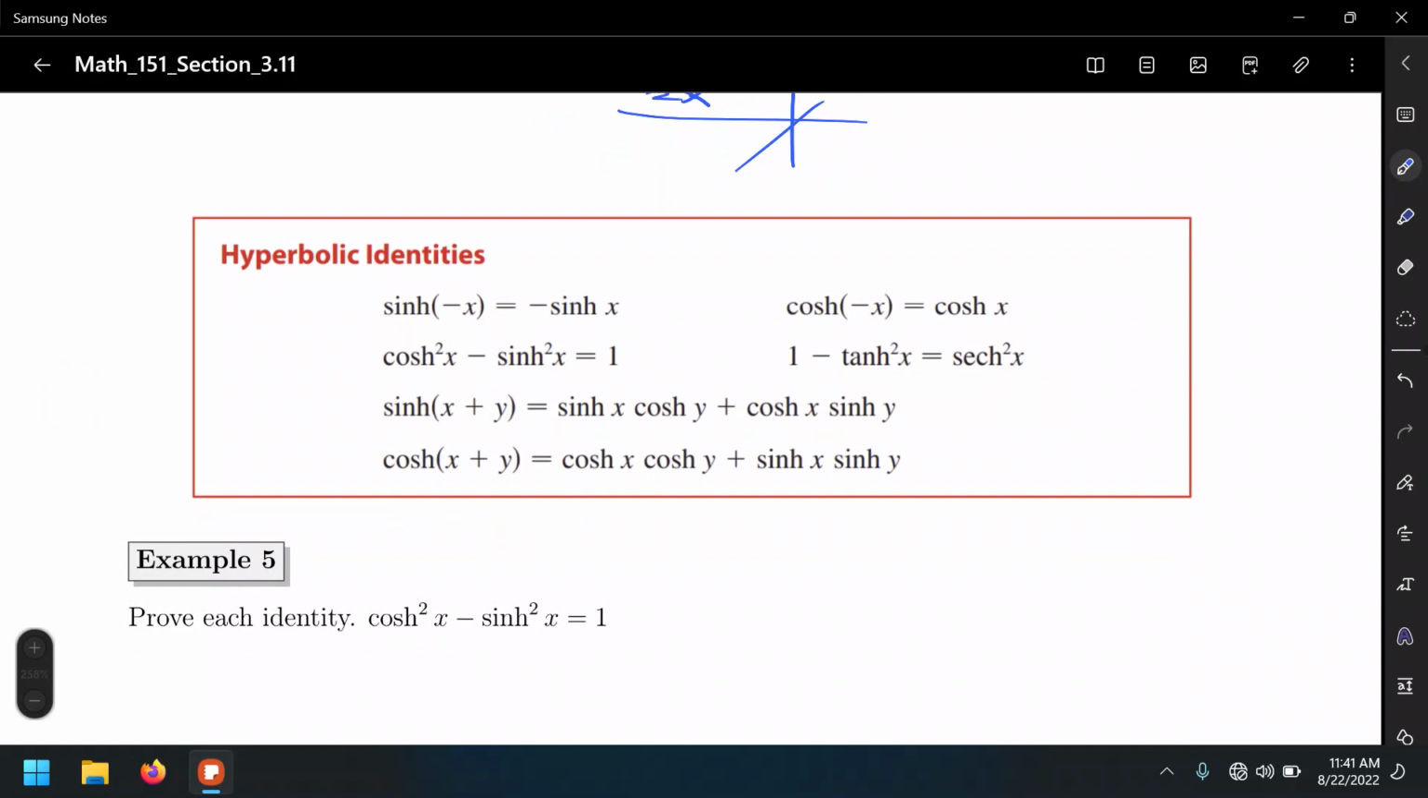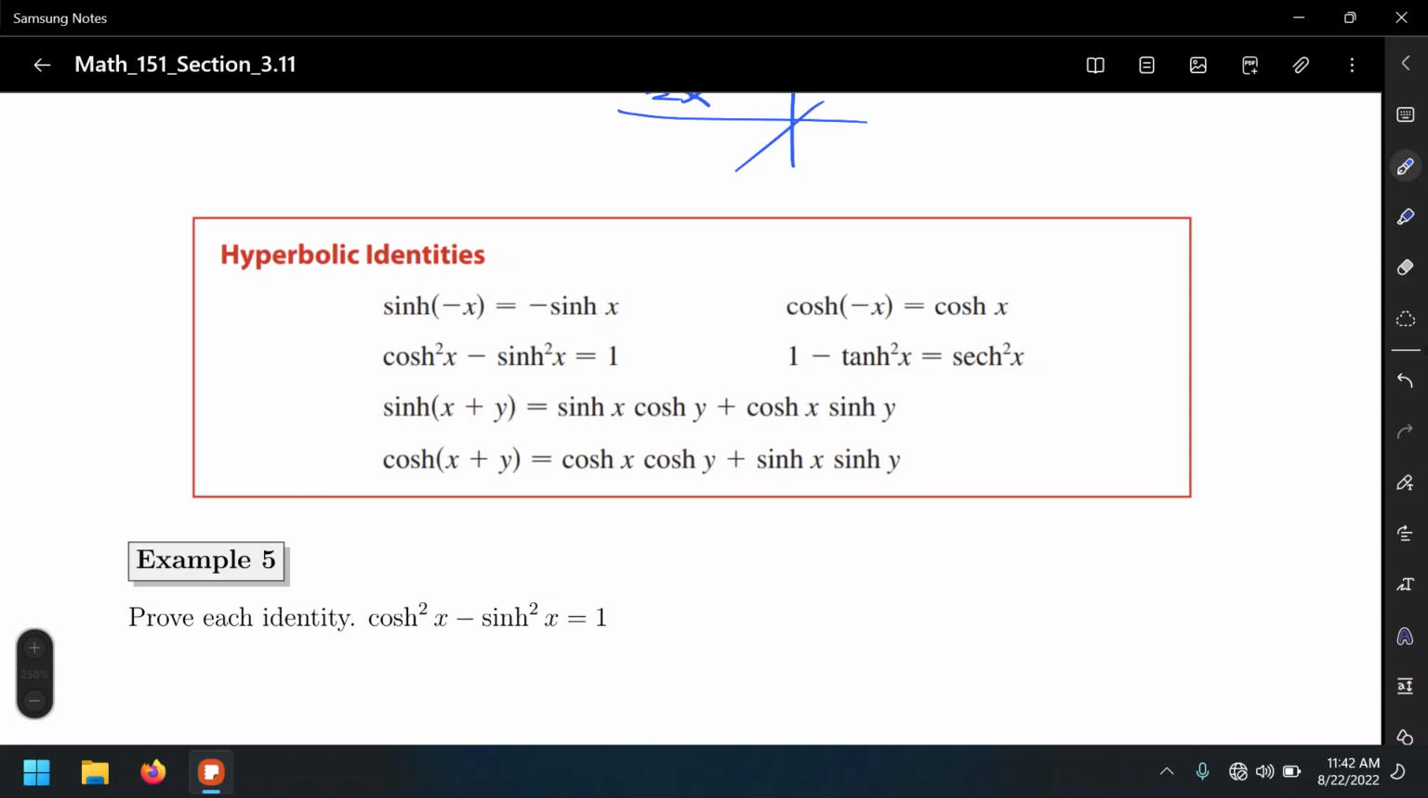Coming back to the similarities and differences between hyperbolic functions and trigonometric functions, let's have a look at the first two. Sinh of negative x equals negative sinh x, and cosh of negative x equals cosh x. Do these two identities right here kind of ring a bell from pre-calculus at all? What about it, if so?